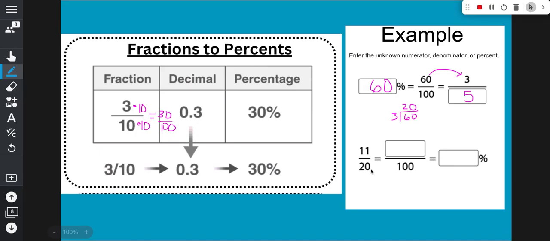Again, if I wanted to make this into 100, because I'm working with percents, I got to figure out what I multiplied by. And in this case, I multiplied by 5. What I do to the bottom, I do to the top. So 11 times 5 would be 55 out of 100. Now I can convert that to a percentage. I got 55% on that.